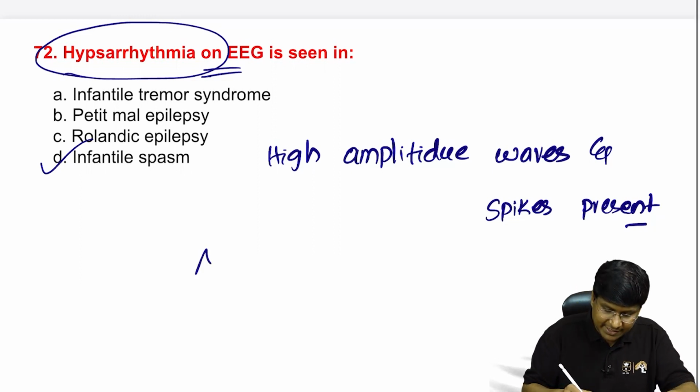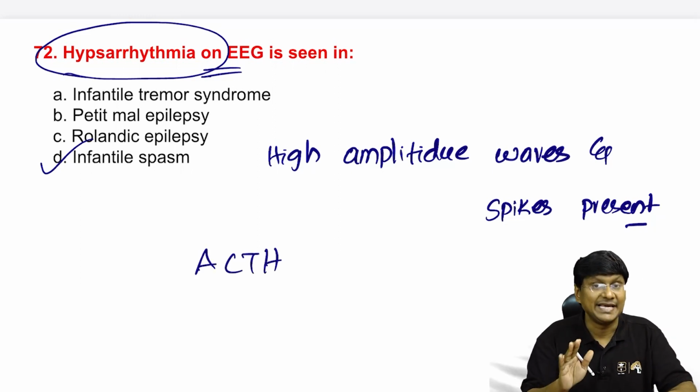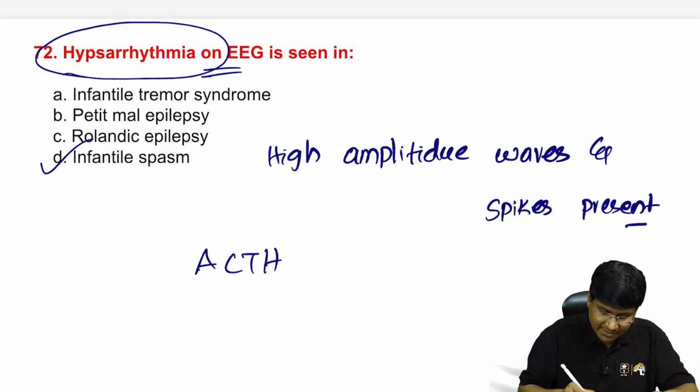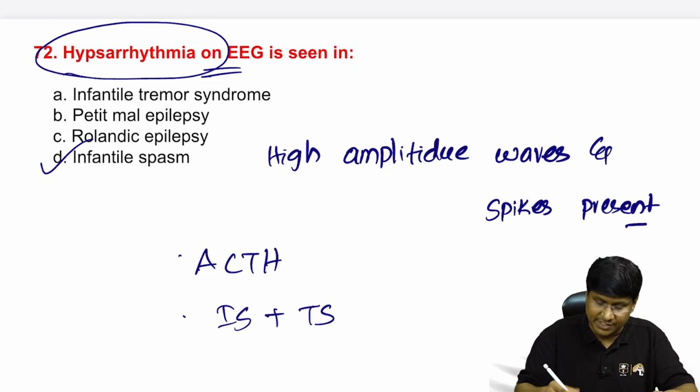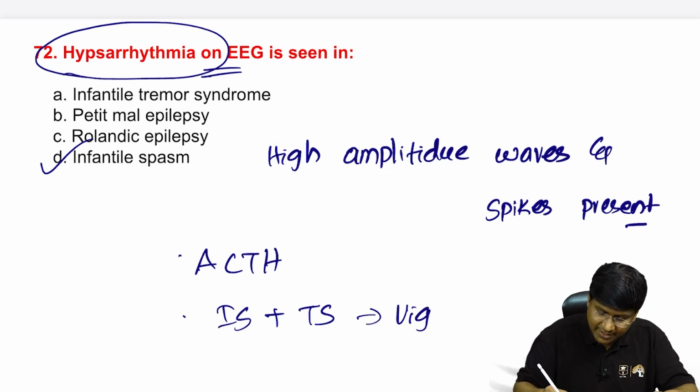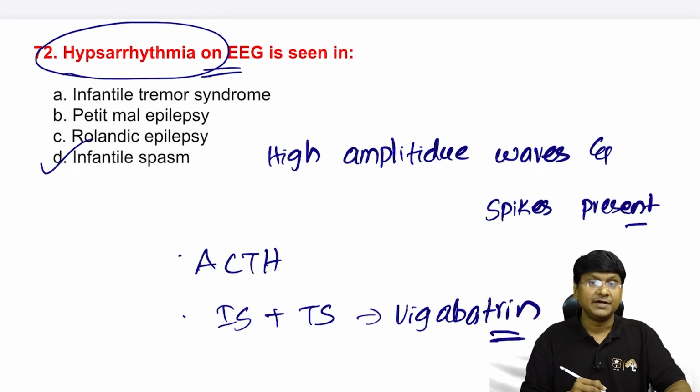And what is the drug of choice in case of infantile spasm? That is ACTH. And if the infantile spasm is associated with tuberous sclerosis, then the drug of choice will be vigabatrin. Right? Then the drug of choice is vigabatrin.